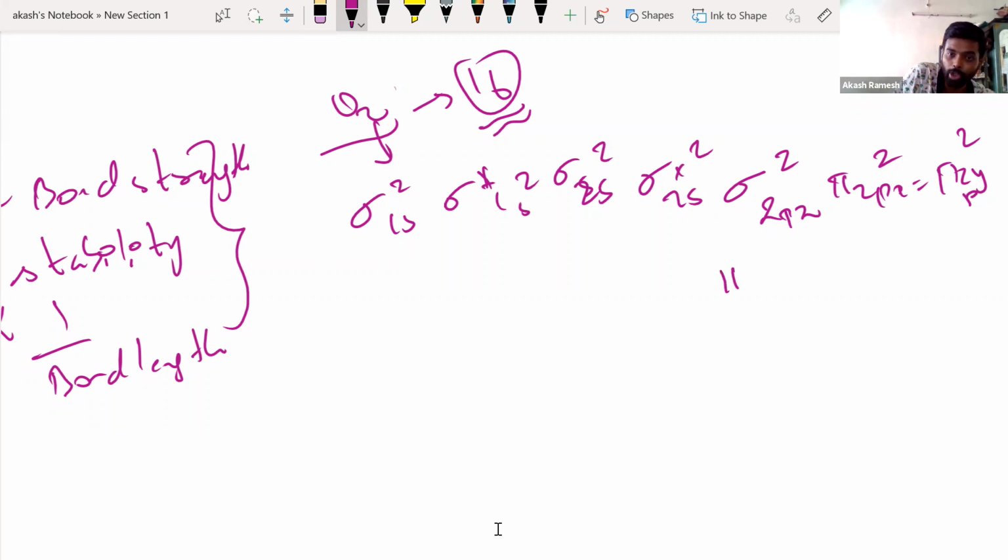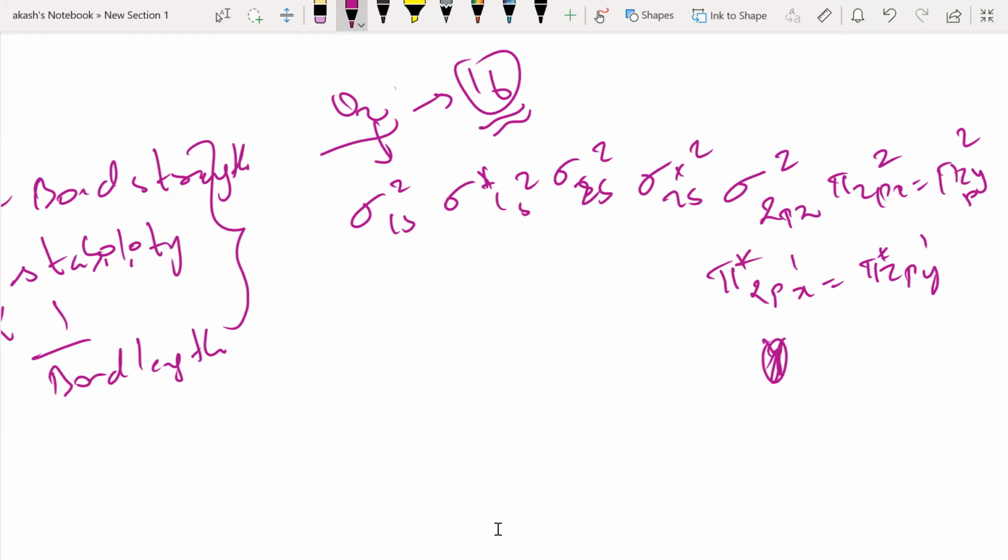Now there are 2 more electrons left. So I have pi star 2px equal to pi star 2py. Now I cannot put 2 electrons directly here. I have to put 1 electron here, 1 electron here, because I have to follow Hund's rule of maximum multiplicity. I cannot put 2 electrons here. That's absolutely wrong. 1 electron here, 1 electron here.